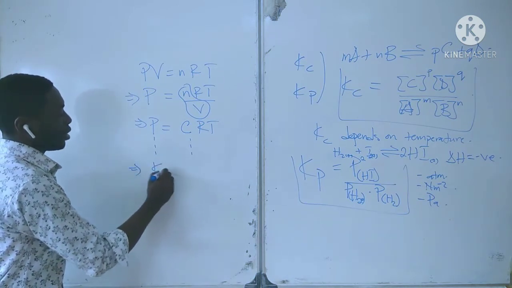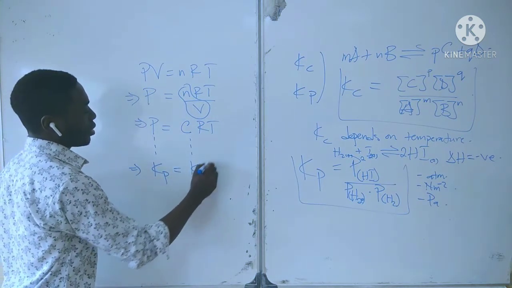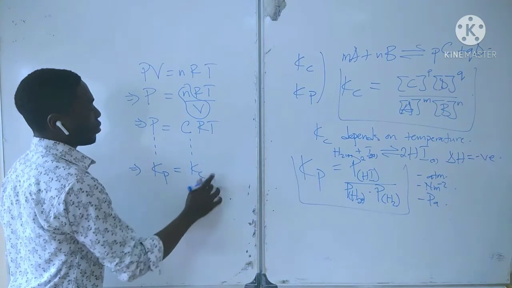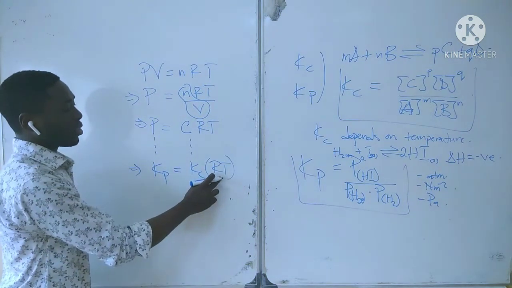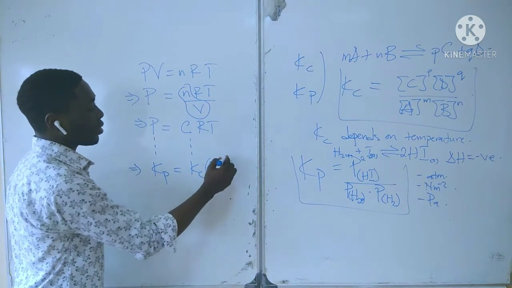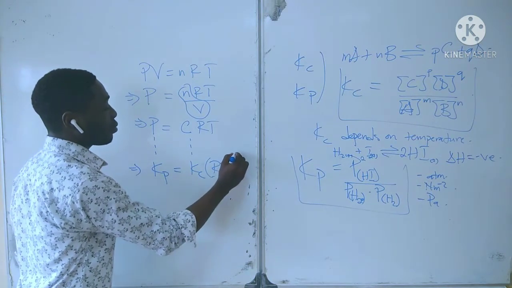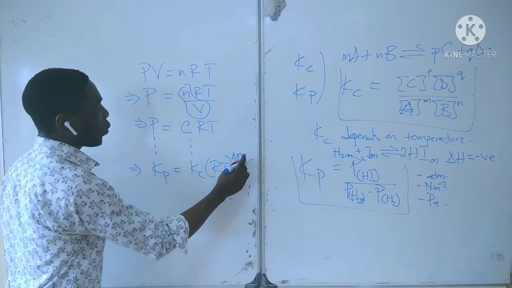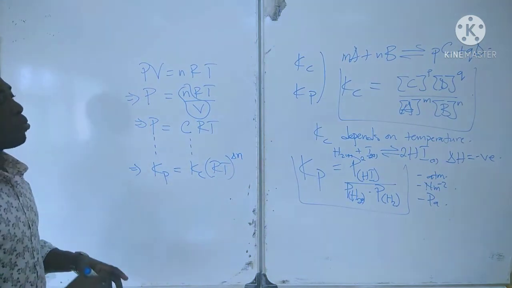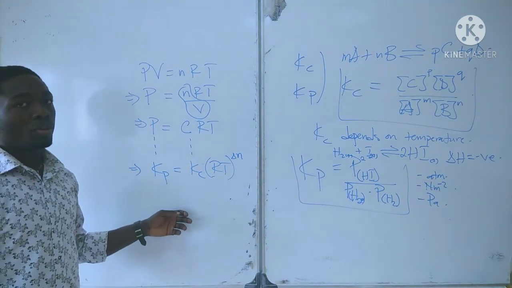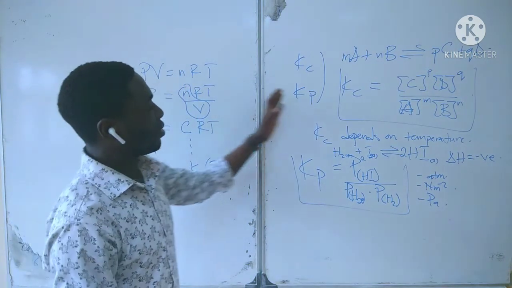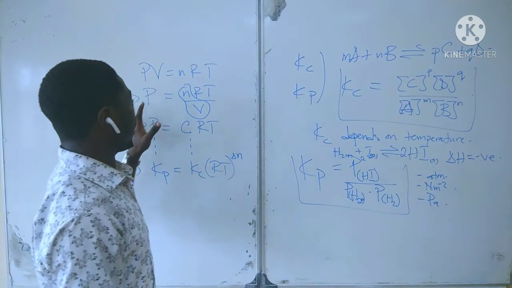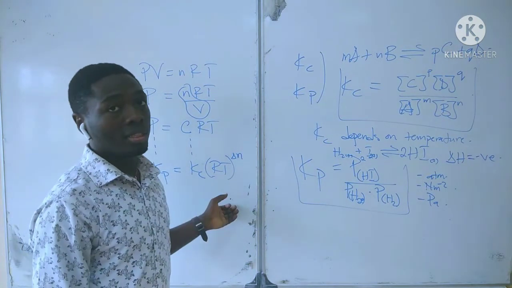So Kp can be written as Kc times the molar gas constant R times the temperature in Kelvin, all raised to the power delta n, where delta n is the difference in the number of moles between products and reactants. So that is it for Kc, Kp, and the relationship between Kp and Kc.